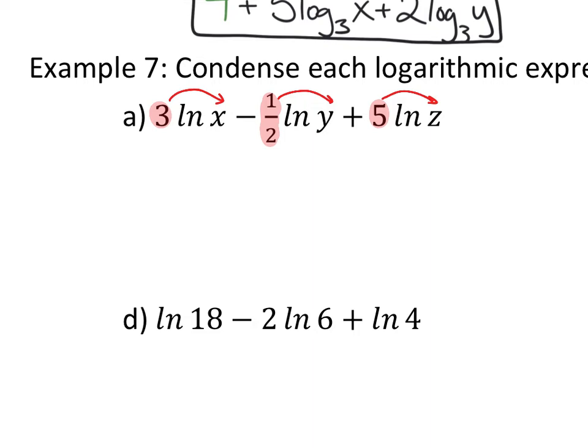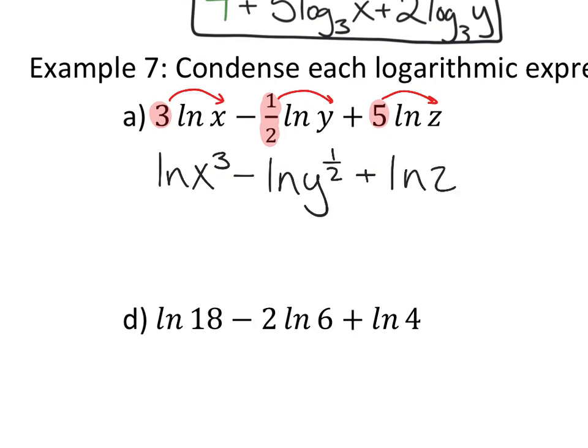If I just rewrite that much, this would be natural log of x to the 3rd minus, bless you, natural log of y to the 1/2 plus natural log of z to the 5th.